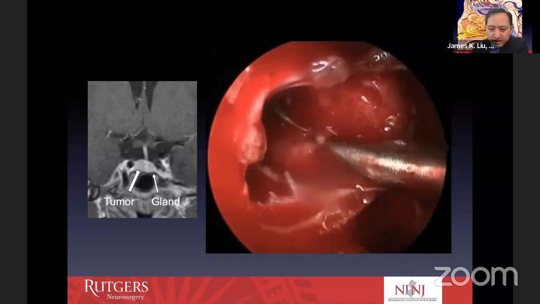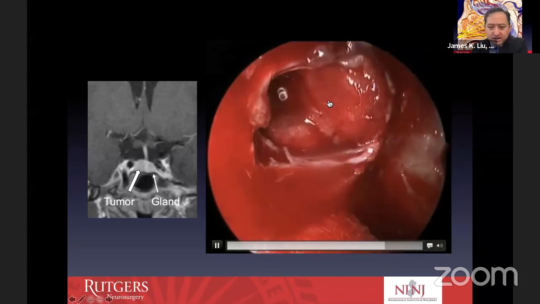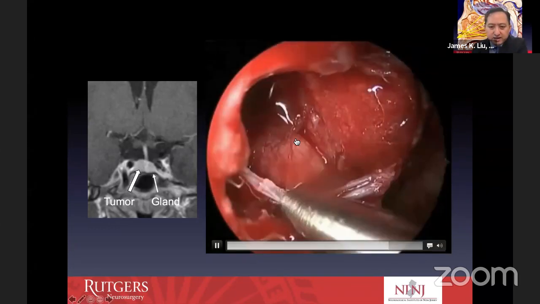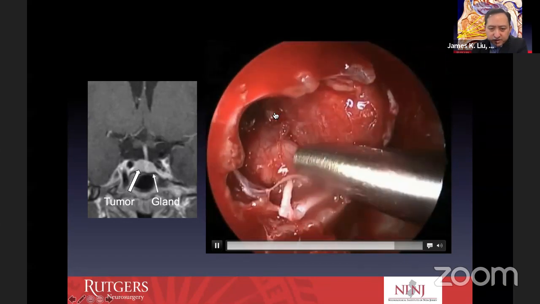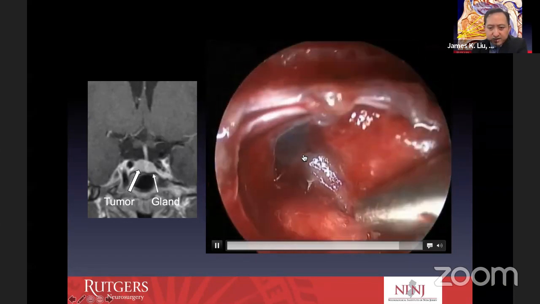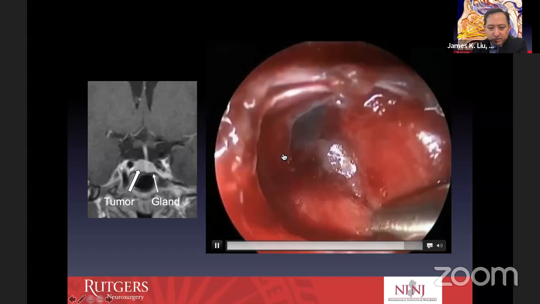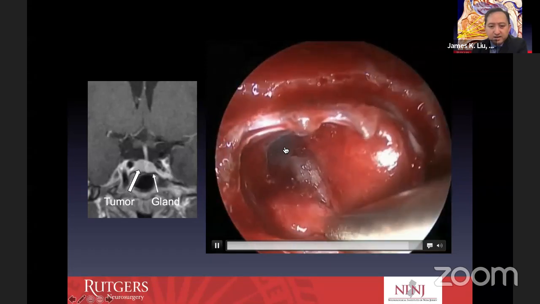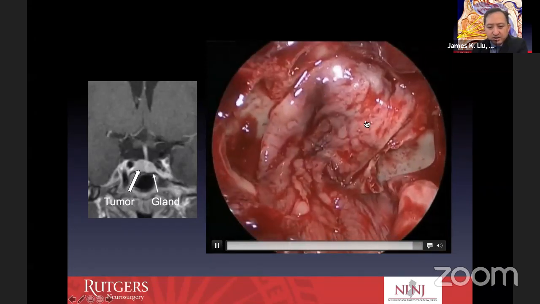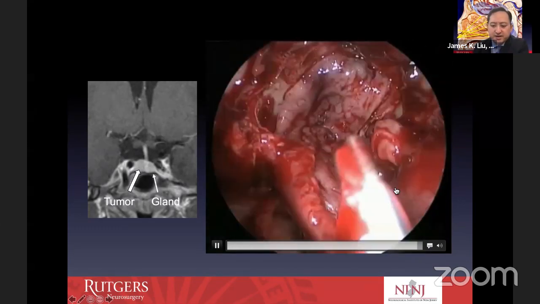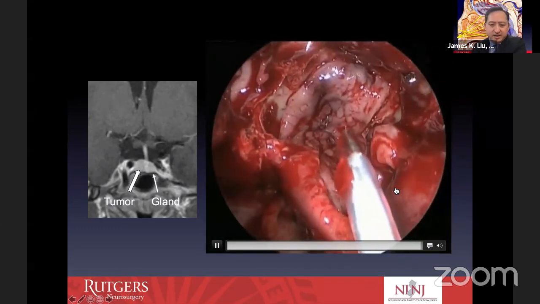And with the endoscope, we can look inside here. And this is the normal gland. This is the posterior lobe. And we were able to find a small residual and remove that. And you can see this is the sellar barrier. It's an arachnoid membrane with a CSF leak, in which case we'll repair it with an acetyl flap to repair the CSF leak.